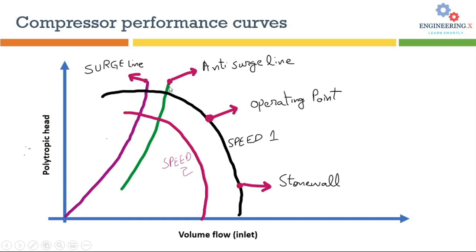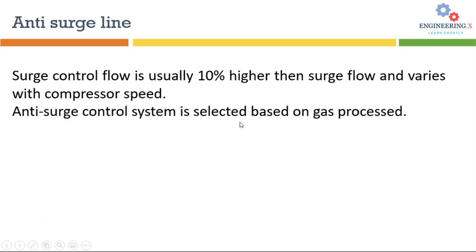This green line is called the anti-surge line. What is it? I will explain in coming slides. Similarly, the stonewall or choke flow, what is it, and whether the compressor should operate at this point or not, I will explain in coming slides. Usually compressors are operated between the stonewall point and the anti-surge line. So this is the operating region for a compressor. Let's go to the next slide.